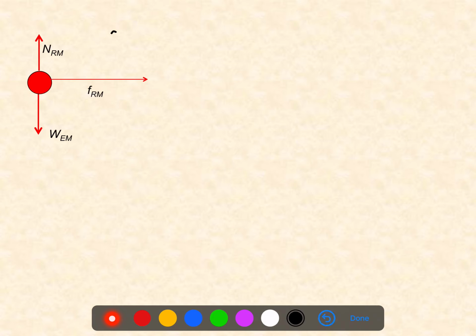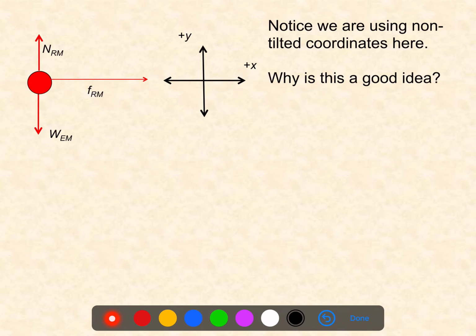Okay, so with that free body diagram, it's clear that although the motorcycle was leaning in at an angle, it doesn't appear that that's going to benefit me to use a tilted coordinate system. All of these forces align themselves quite naturally along either the x or y axis of a typical traditionally oriented coordinate system. So I'm going to choose to use this coordinate system instead.